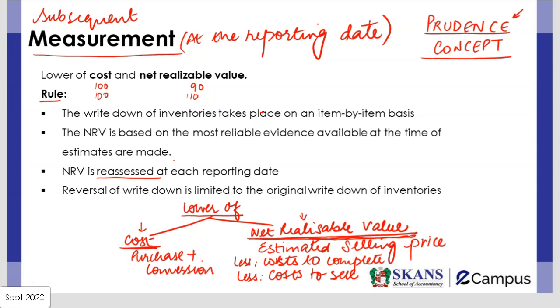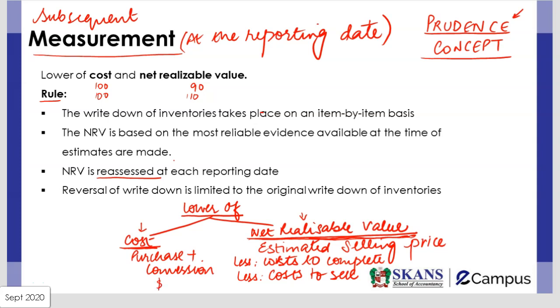The comparison once again is going to be made with the cost, which was purchase price plus conversion cost. We are not saying that the comparison is made with the previous year's NRV. So at every reporting date, NRV is reassessed and this criteria of lower of cost or NRV is again applied. In case there is a reversal of write down.